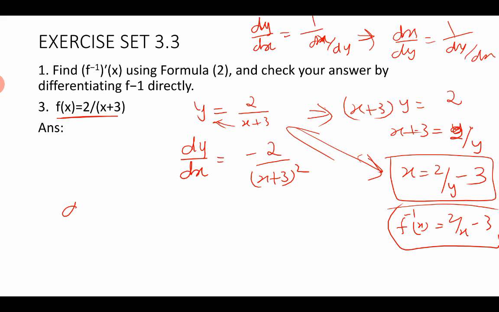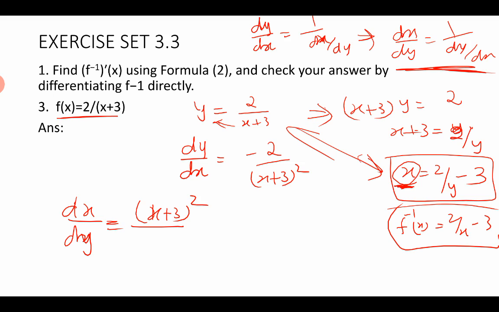We need to find dx by dy. Actually, this is our derivative. So when you differentiate x with respect to y, that is the inverse, and then replace the variable. That's all. It is 1 over dy by dx by this formula. Invert this given term: x plus 3 whole square in the numerator divided by negative 2.